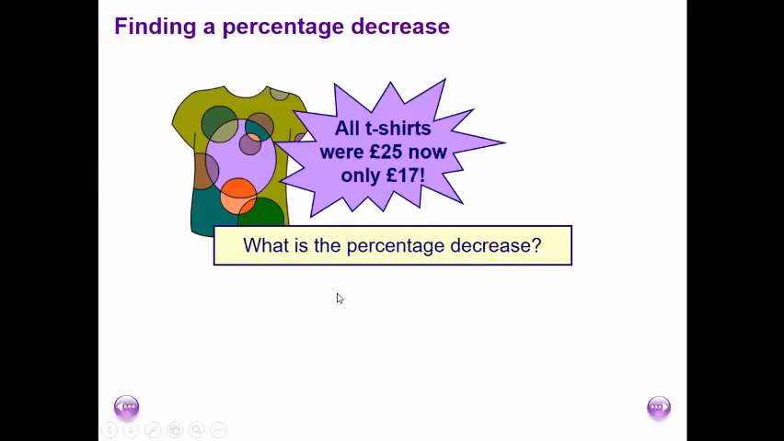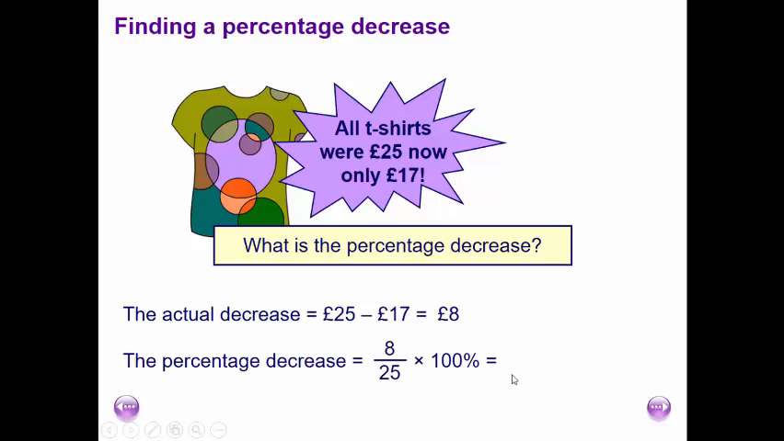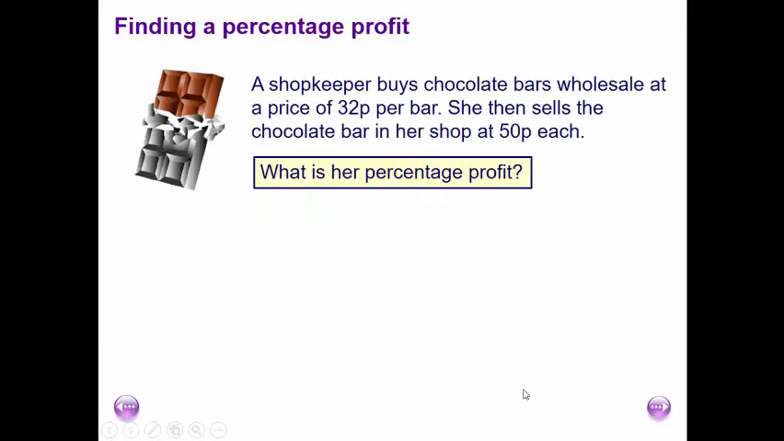All t-shirts were £25, now they're £17. What is the percentage decrease? So, as before, we find the actual decrease in price. So they've actually gone down by £8, and then we're going to divide 8 by the original price. Always the original price. So that's a 32% decrease.